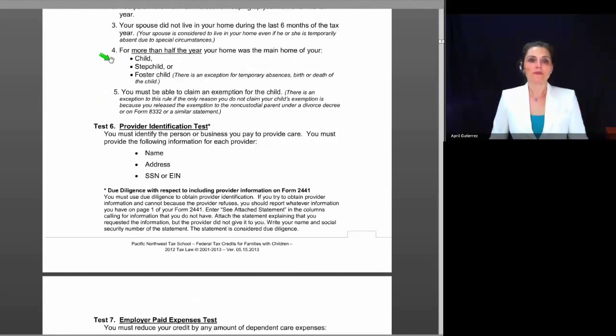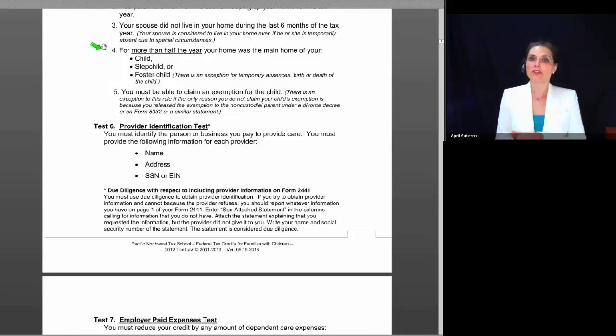Test number four, for more than half the year, your home was the main home of your child, stepchild, or foster child. And that's where the frequently most missed question stops. Is your mother your child, stepchild, or foster child? The answer is no. And that's why that question is the most frequently missed question, because we get to rule number four for being considered unmarried.